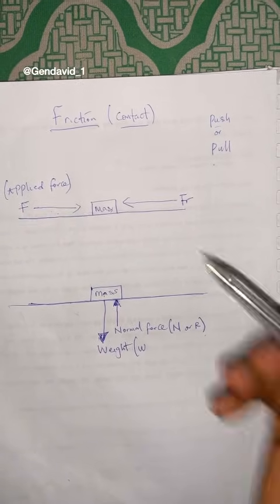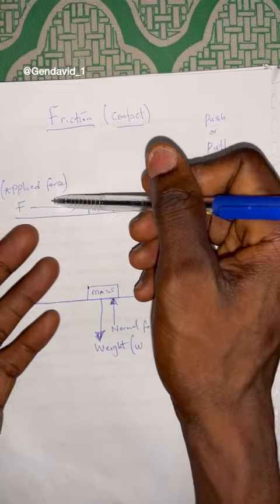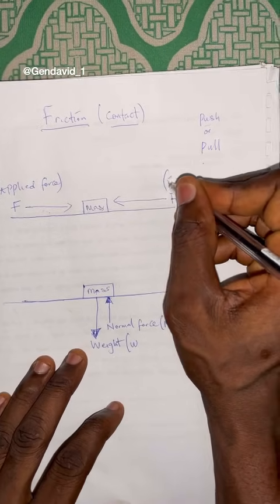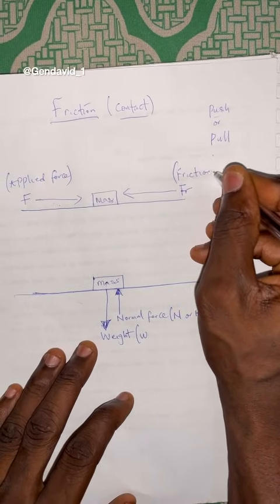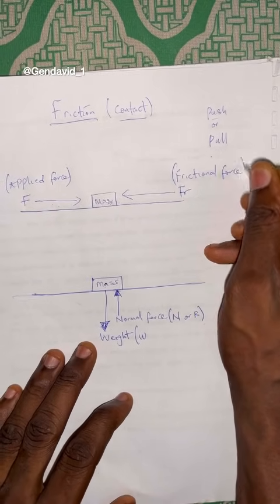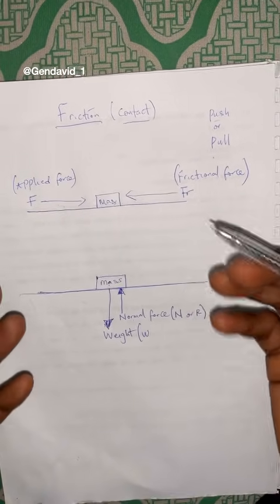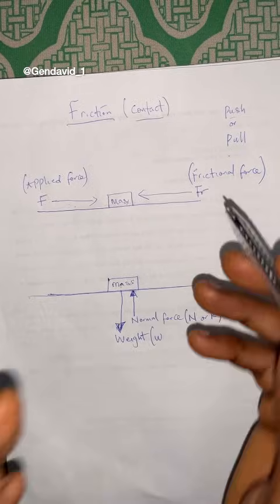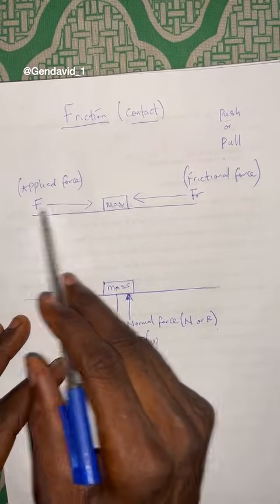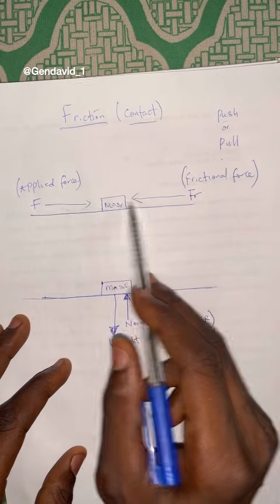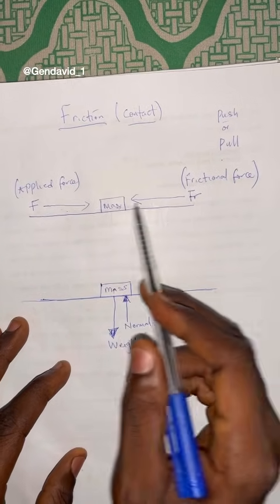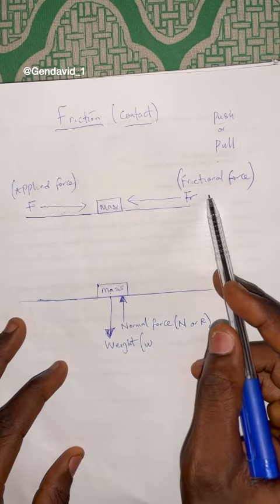I am not saying that frictional force opposes the applied force. Let me label this as frictional force. I am not saying that frictional force opposes the applied force. Why am I not saying this? Because frictional force just opposes the motion of the body. But let's say when you apply the force like this on this object here, you definitely know that the object will go like this.